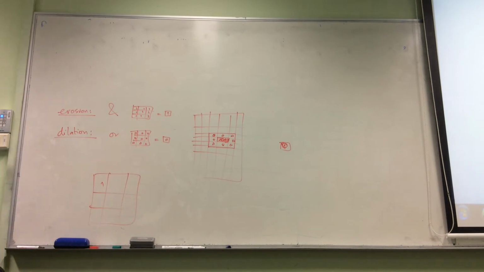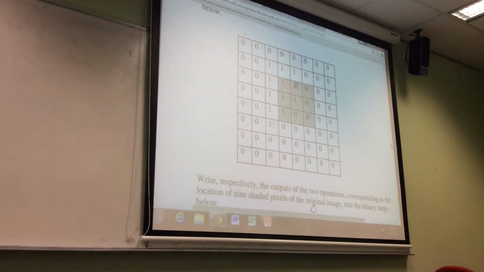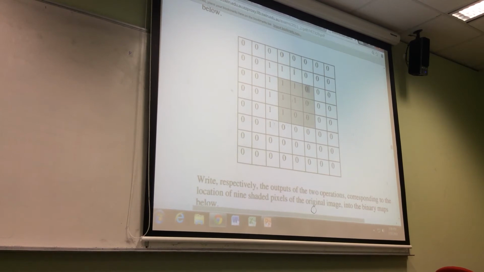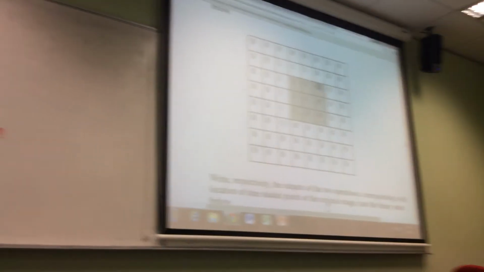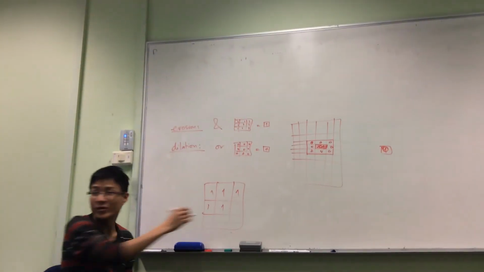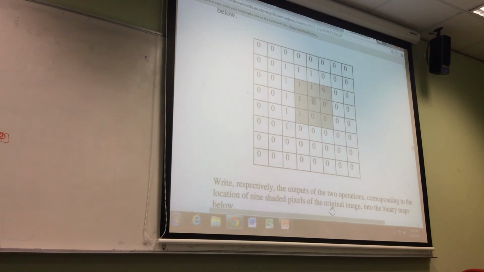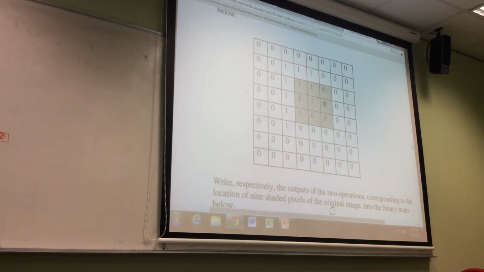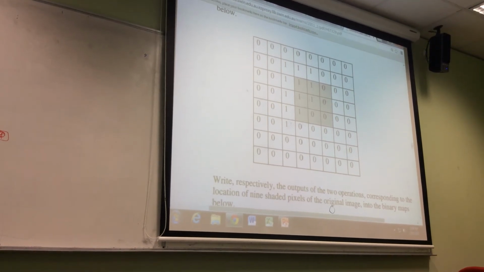How about the next one? This one. One, because you have 1 in that one already. How about this one? One, because you got 1, 1, 1 over there. How about this one? It's 1 obviously. This one is 1. This one is still 1, because you got 1 and 1 over there.